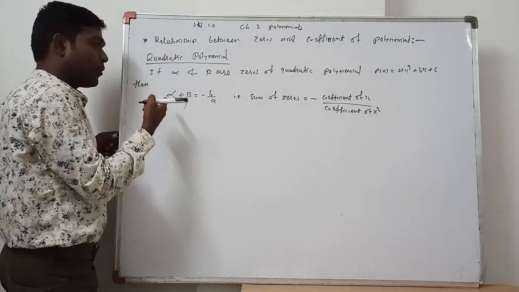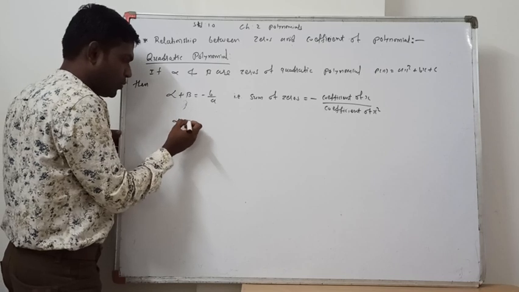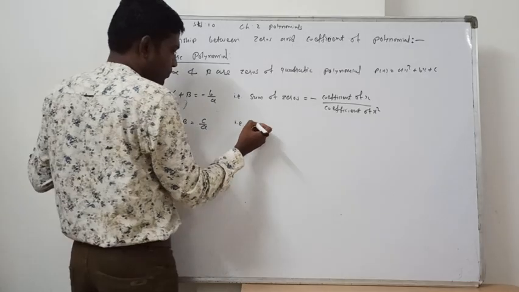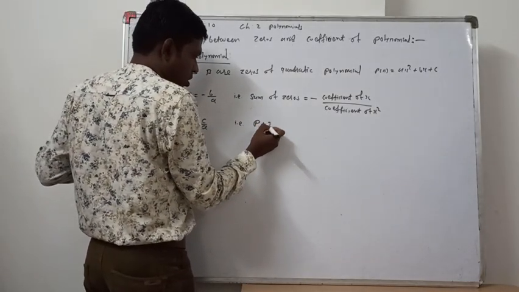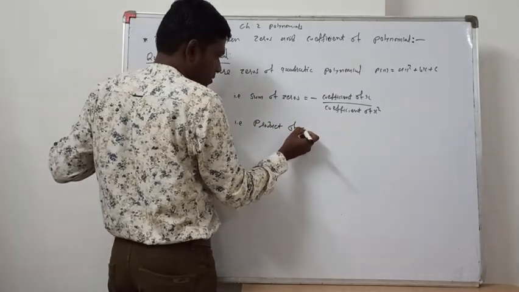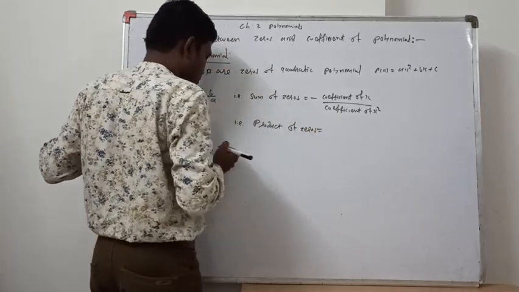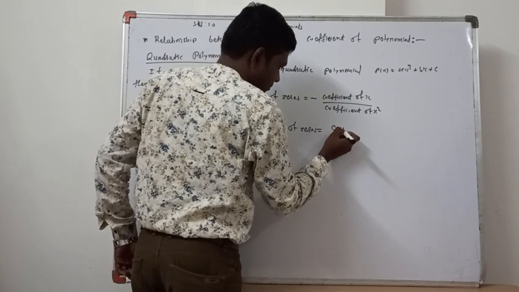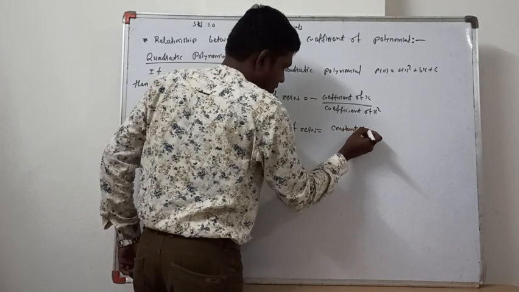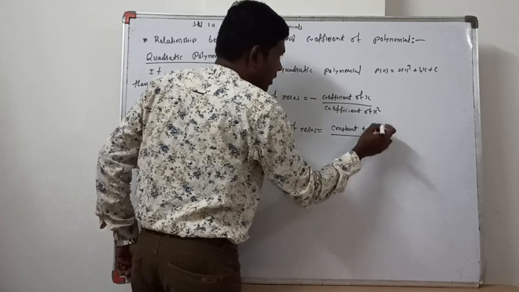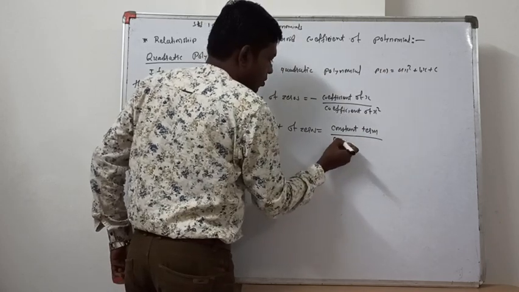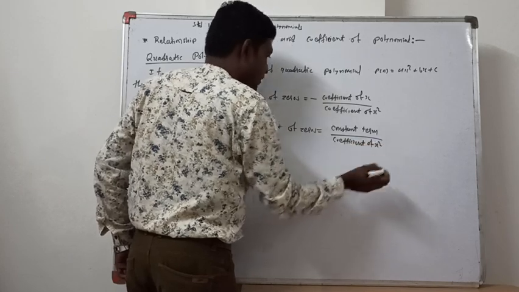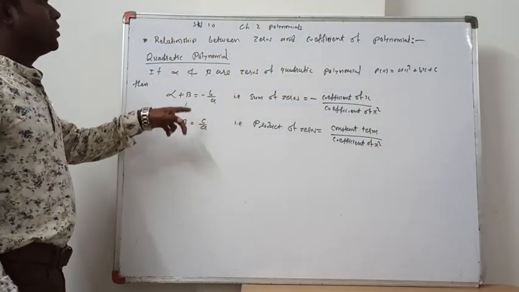Next we have to find the product of zeros, that is alpha into beta. The formula is c divided by a. This is the product of zeros, that is equal to c. C means what? That is the constant term. Constant term divided by a. A means what? Coefficient of what? x square.